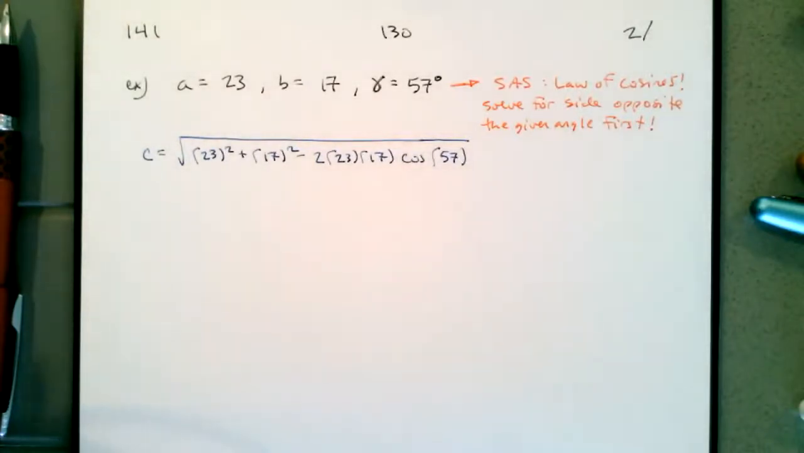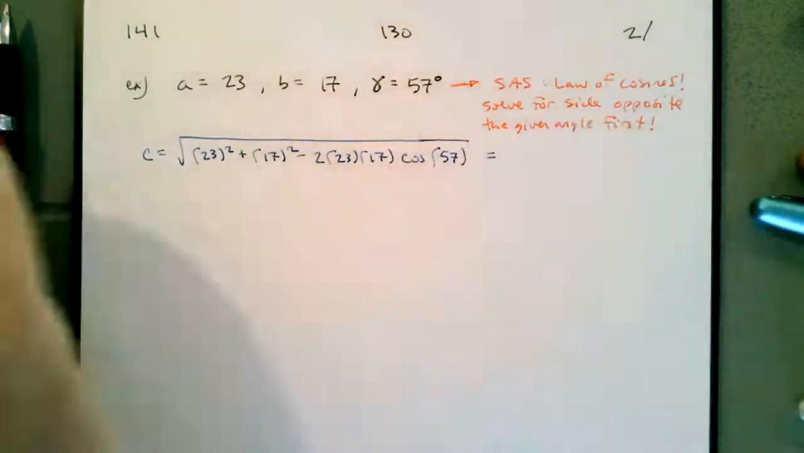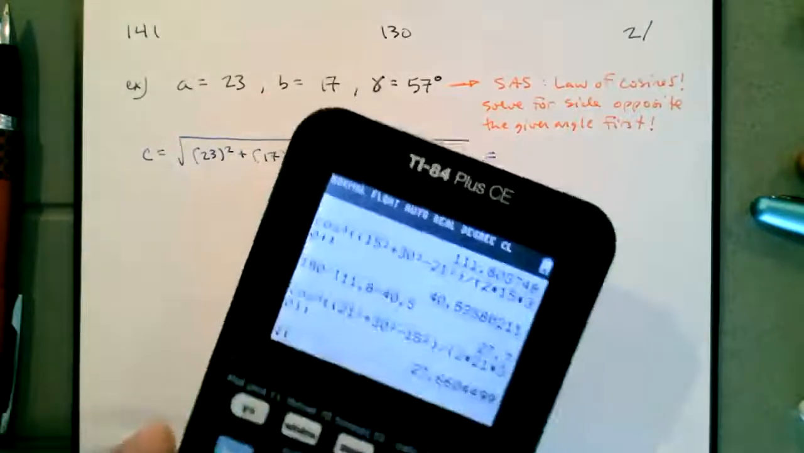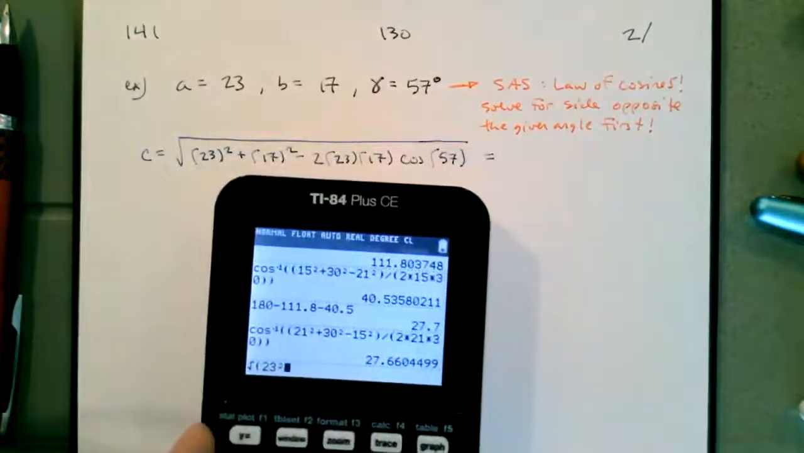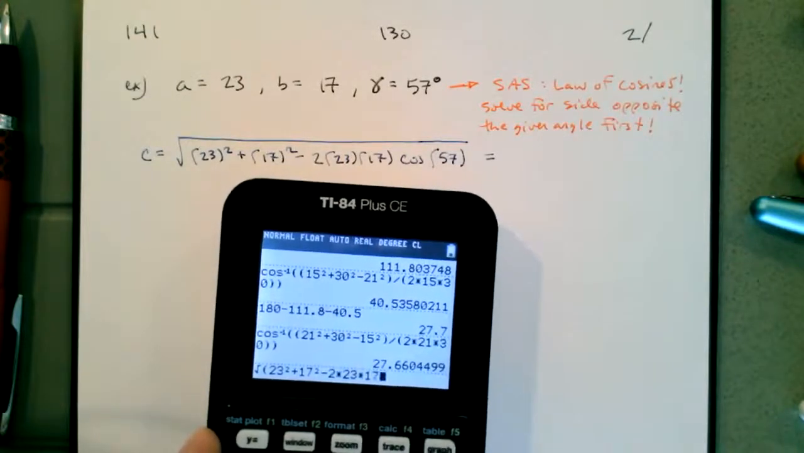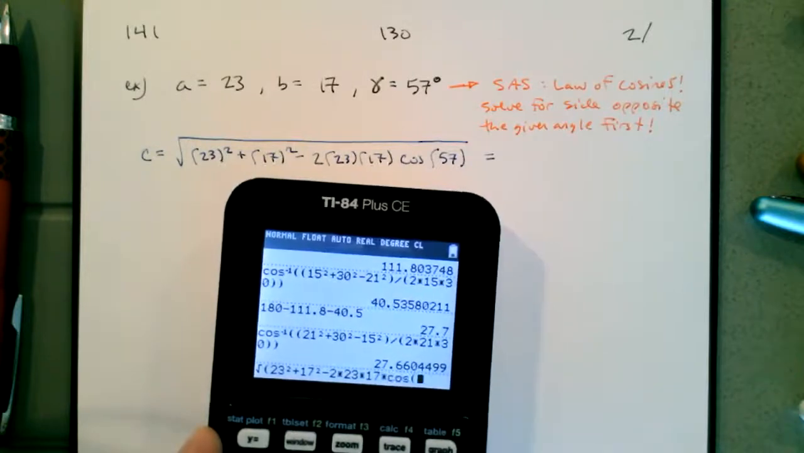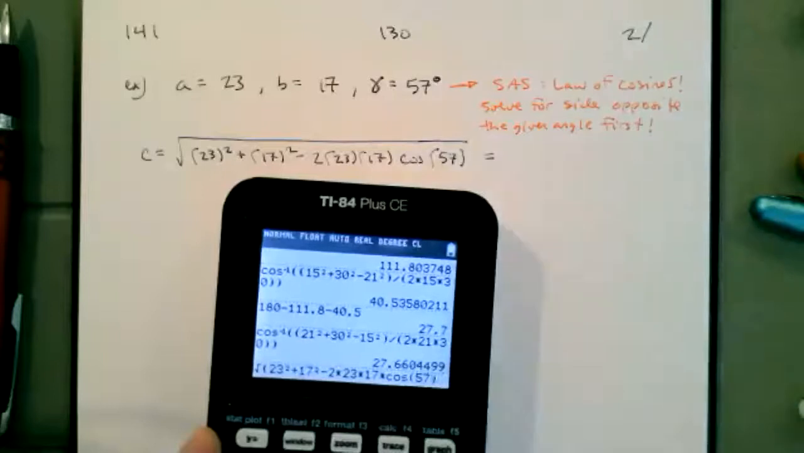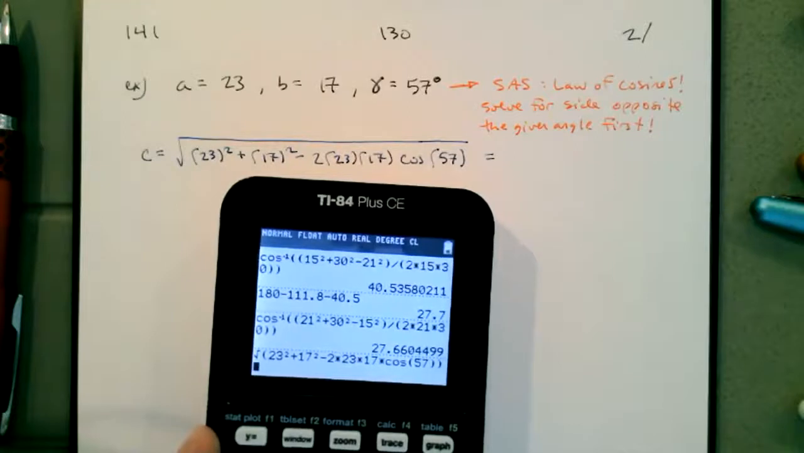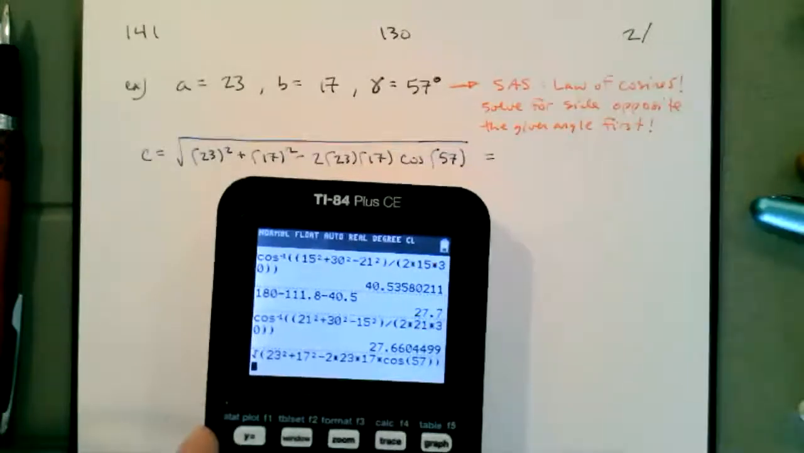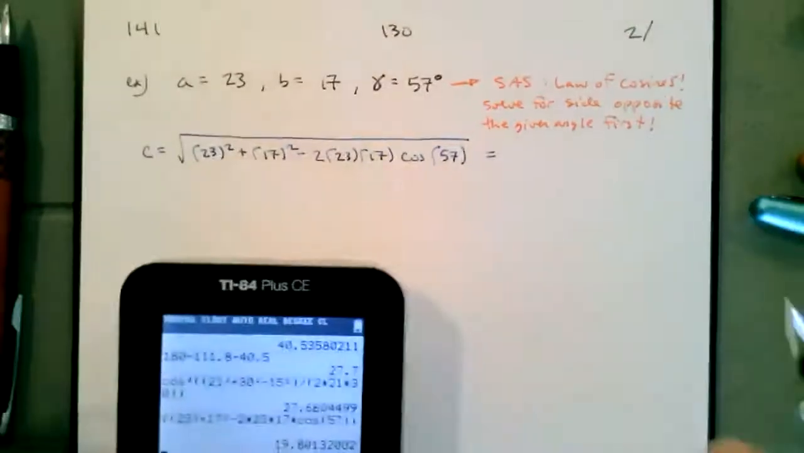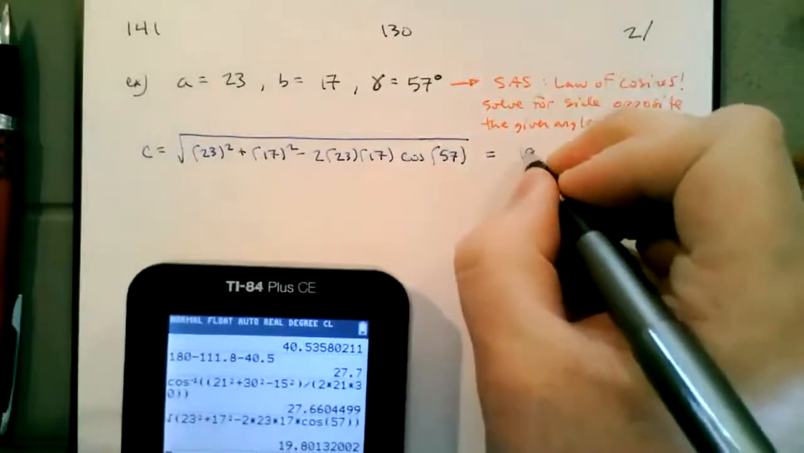Since our calculator can handle this calculation in one entry, I'll do the square root of 23 squared plus 17 squared minus 2 times 23 times 17 times the cosine of 57. I'm going to close my cosine and close my square root. So it looks like side C is going to be 19.8. This is not degrees, this is a side, so 19.8 units.